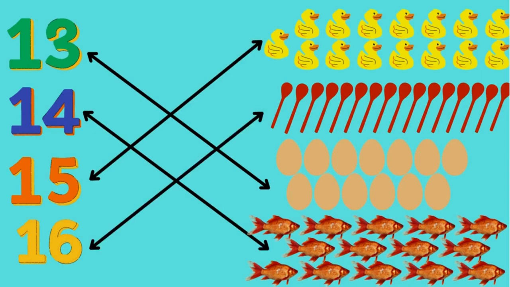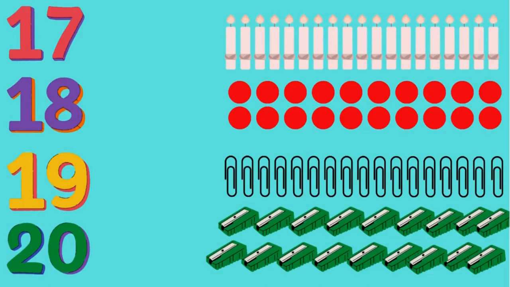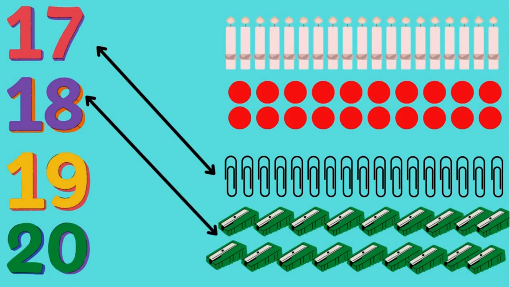17. Paper clips. 18. Sharpeners. 19. Candles. 20. Circles. Red circles. Great job.